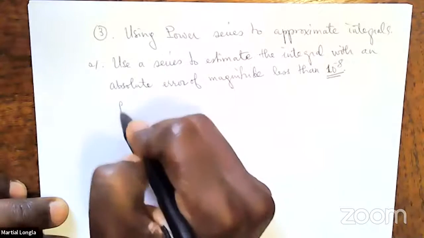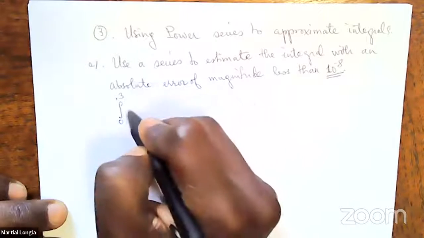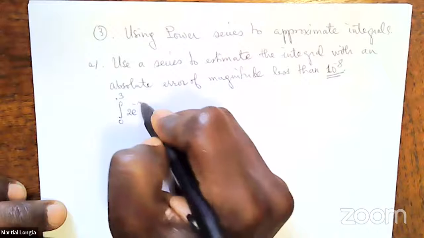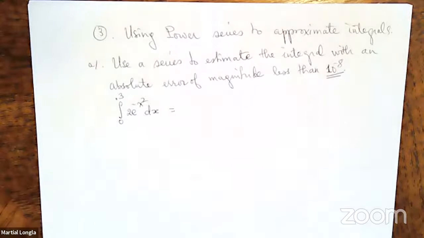Now, here the integral that we are talking about is the integral from 0 to 0.3 of 2e to the negative x squared dx. Now, when you look at this, you would ask yourself, man, this is such a simple function. Why do we need power series to do this? And the answer is this integral has no closed form. So you cannot compute this integral to plug in 0 and 0.3. There's no way you can do that, okay? So we've got to go through the power series.